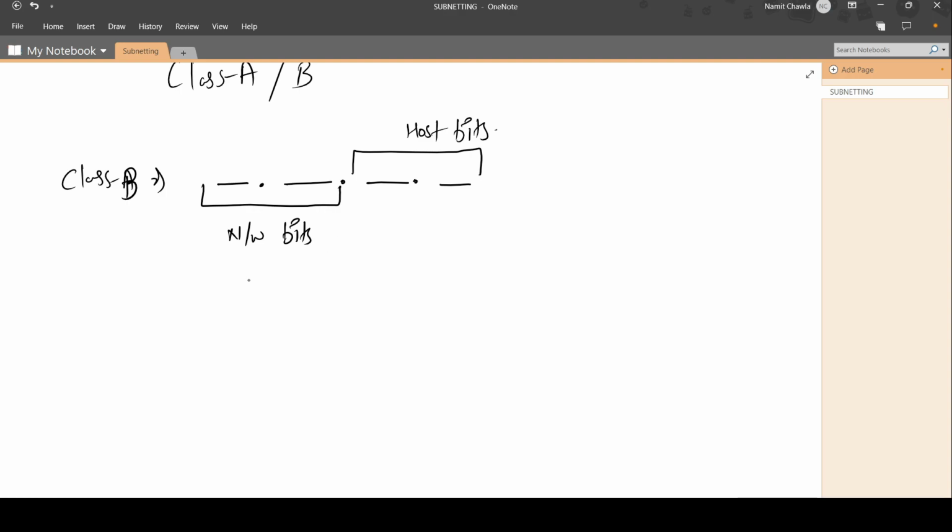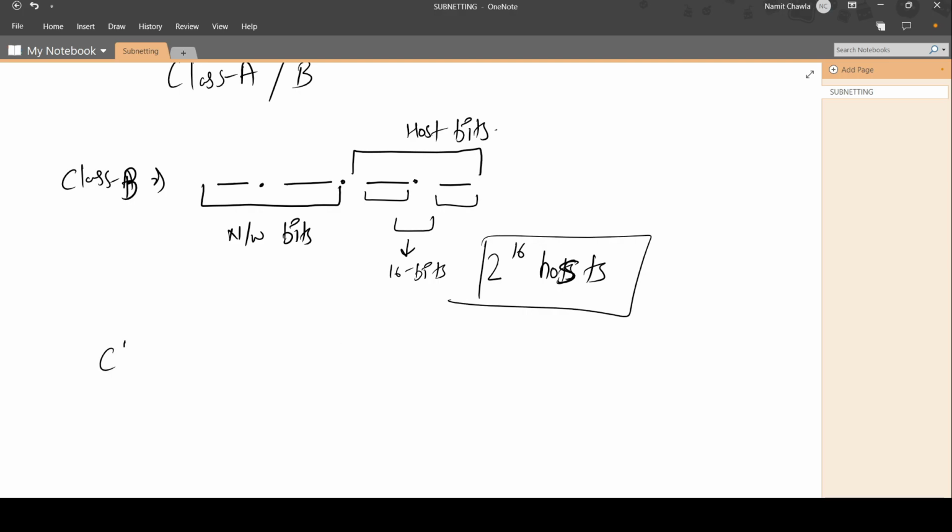Which means that within a particular network you are going to have 2 raised to power 16 hosts. I hope you remember this. Because this is 8 plus this is 8, so a total of 16 bits, and for 16 bits you can have 2 raised to power 16 hosts. Similarly, for class A you can have 2 raised to power 24 hosts. This is also one of the reasons that subnetting was introduced.